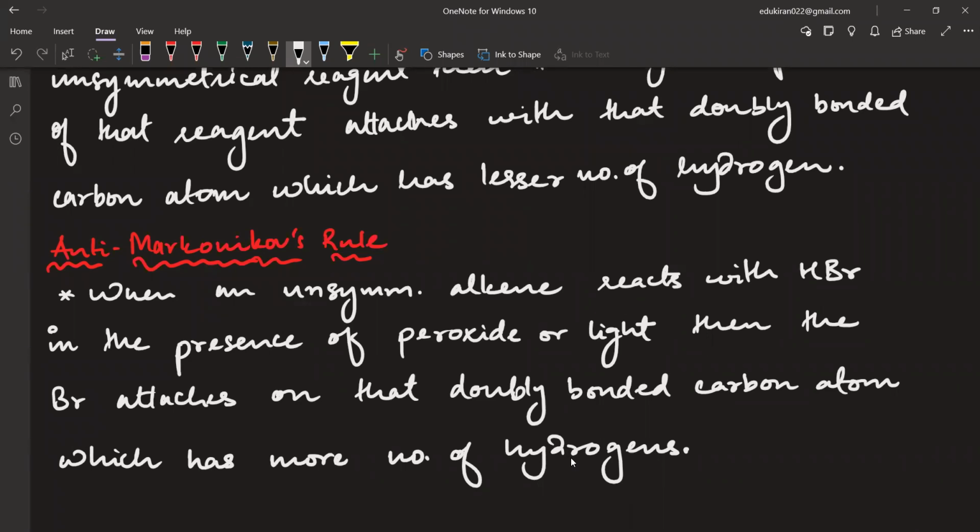That is why, just remember this much, only this will come in the exam, and you won't be asked more than that anyway. That is why the anti-Markovnikov rule is only for HBr in the presence of peroxide or light. If it is HCl or something else, then it will be what? Even in the presence of peroxide, it will give you the Markovnikov product.